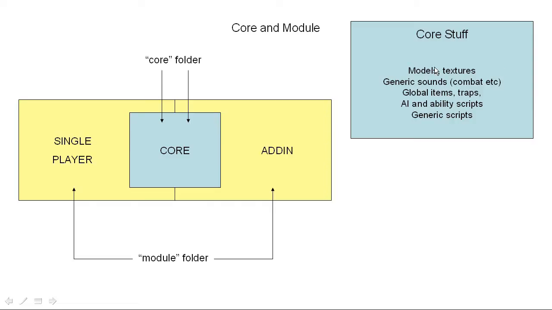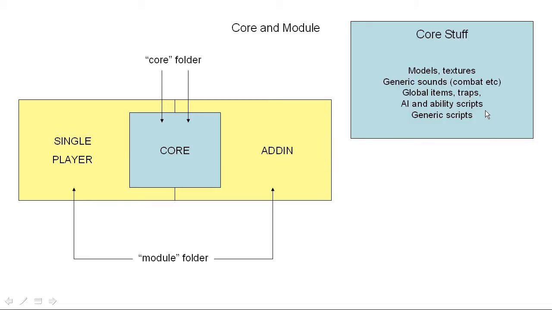Sounds which are used in multiple instances, so things like the clashing of swords, that'll obviously be used in a lot of modules. So those generic sounds will be in there. Global items and traps, these are things which are convenient to use and have been included in the core stuff, as well as generic scripts for the same reason. And the AI and ability scripts, they're all there if you want to use them within core, so that you don't have to start from the ground up making new abilities every time you make a new module.